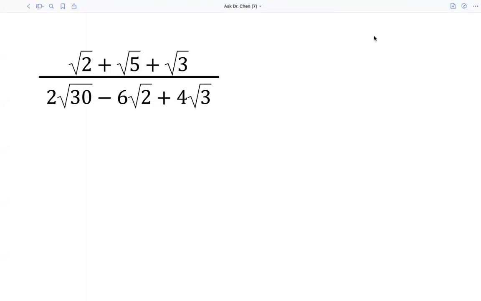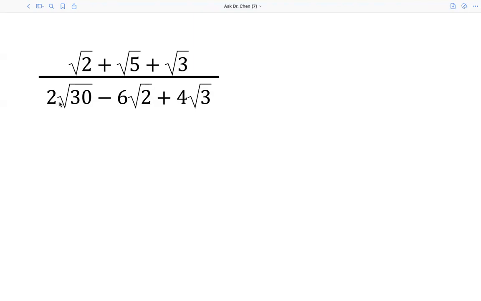Okay, we want to simplify this radical expression. Let's observe. The numerator is simplified, since radical 2, radical 5, radical 3 cannot be simplified further. The denominator is also simplified. If we want, we can factor out 2, but that won't help us much.